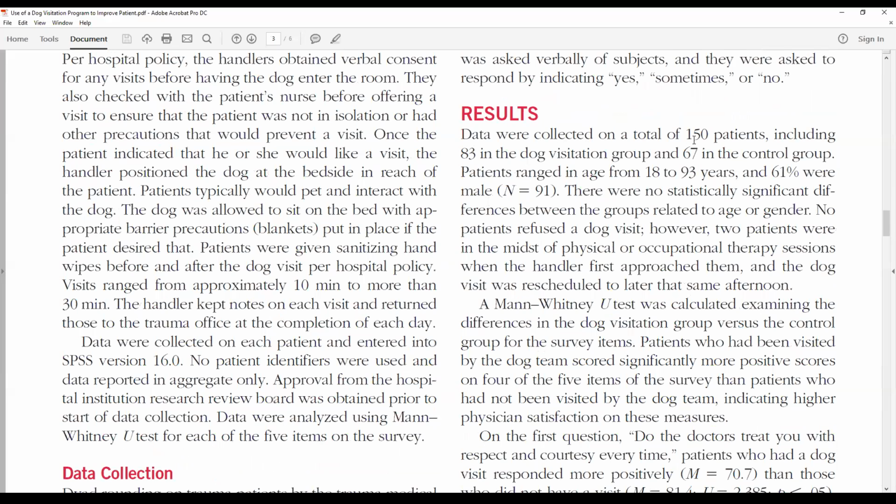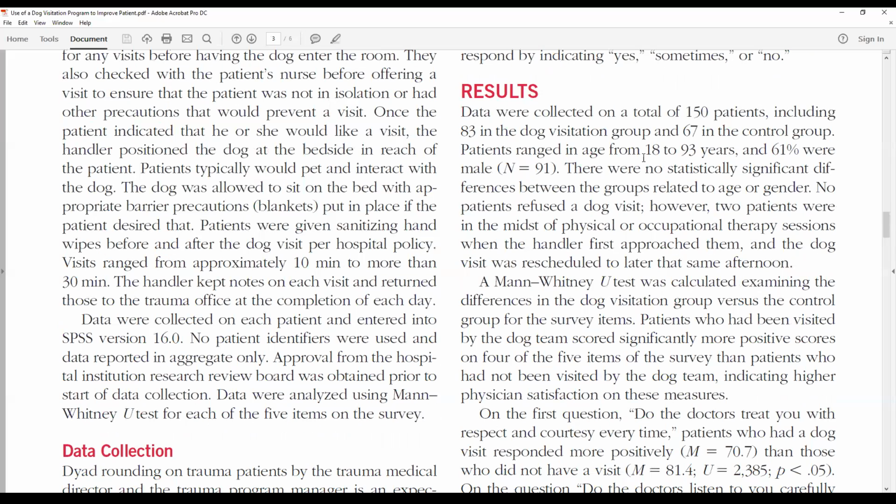So they ended up with a sample size of 150 patients, and 83 people were put into the dog visitation group and 67 were in the control group. So our control group, they didn't have any interaction with the dog. It was just business as usual for them. But both of these are filling out the survey.